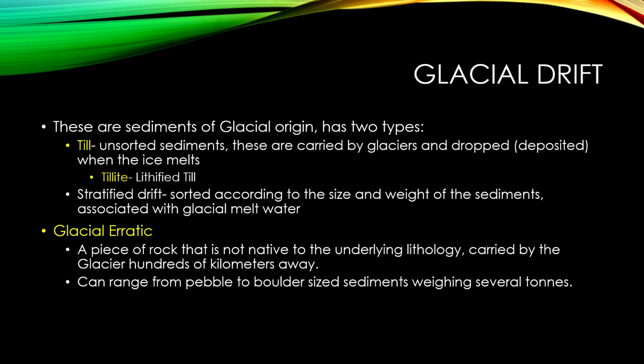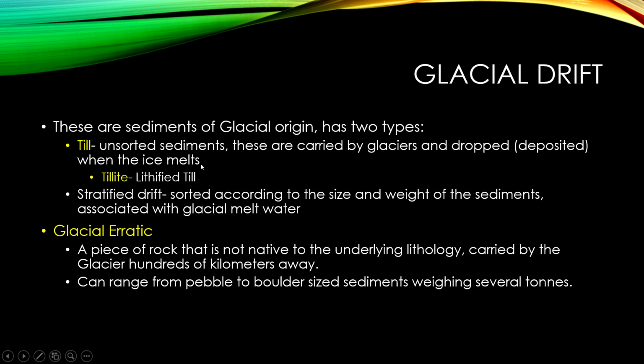And sediments of glacial origin. We have till and tillite. The difference between them is that tillite is a lithified till, and till is unsorted sediment. These are carried by glaciers and deposited when the ice melts. Another one is stratified drift, where the sediments are sorted according to size and weight, associated with your glacial meltwater.